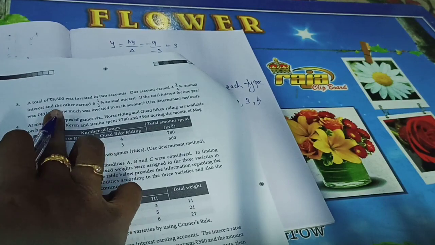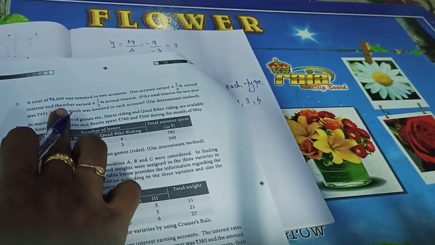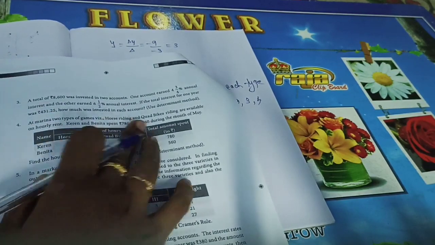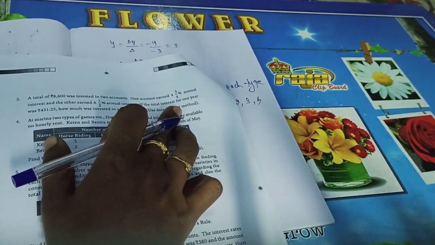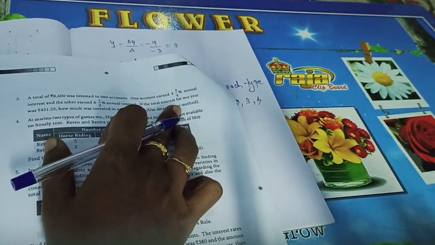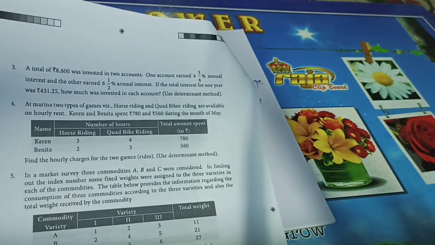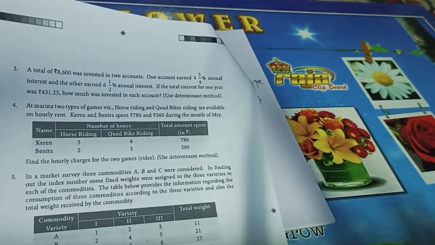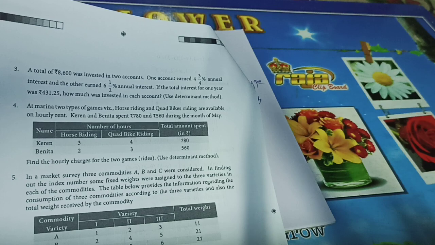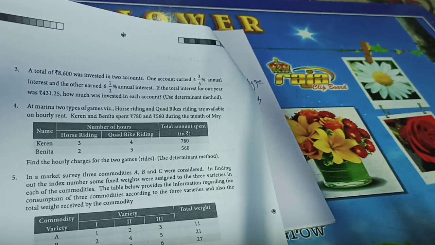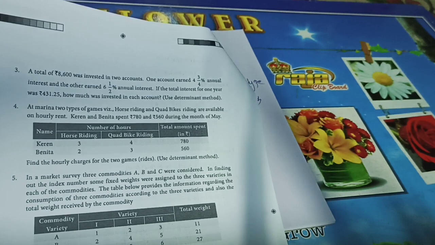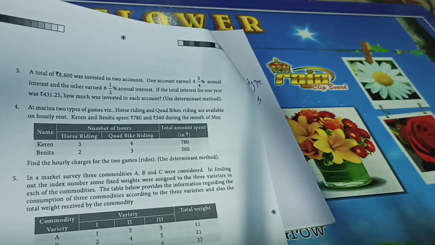A total of 8,600 was invested in 2 accounts. One account earned 3/4% annual interest and the other earned 1/2% annual interest. If the total interest for 1 year was rupees 431.25, how much was invested in each account?